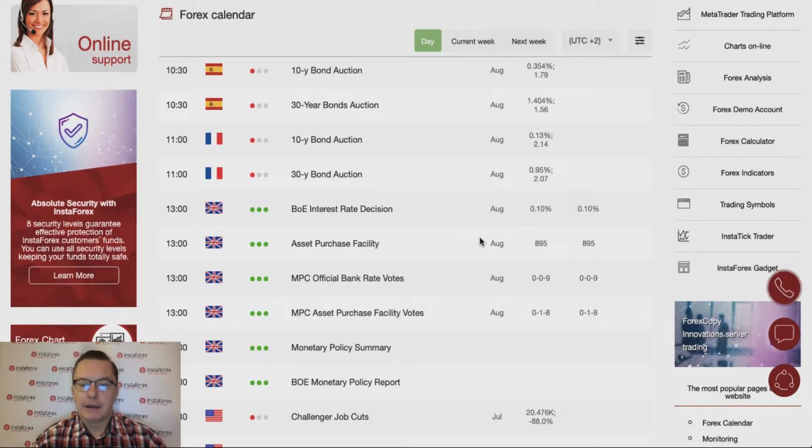course, the Bank of England interest rate decision, right? Together with the interest rate decision, we got the asset purchase facility, we got the official bank votes, we have a monetary policy summary and a monetary policy report. The last of them will be released at 1 o'clock. So the interest rate decision is scheduled for release at 1 p.m.